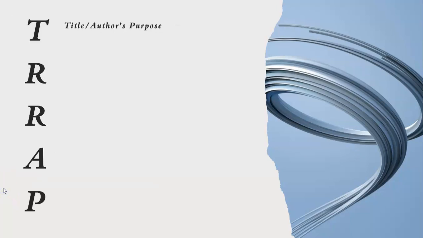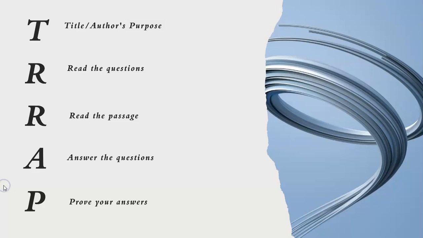We're talking T for title and author's purpose. First R is read the questions. Second R is naturally read the passage. The A is the one we'll be talking about. That's answer the questions. And tomorrow we'll be talking about proving our answers to be correct. So let's look at this step.